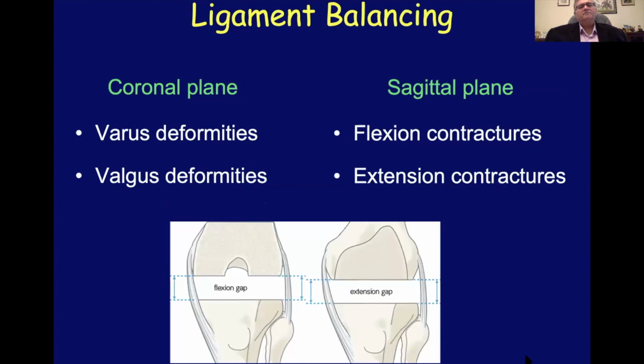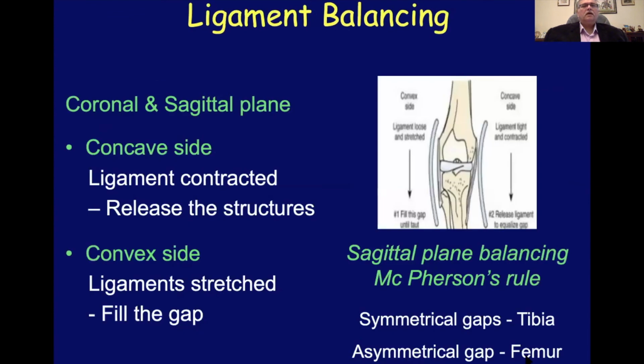So when we look at ligament balancing in particular, we need to appreciate that this needs to be done in both the coronal plane and in the sagittal plane. In the coronal plane, it is the varus and the valgus deformities, and on the sagittal side, the flexion and extension contractures. A simplistic way of looking at ligament balancing is to look at the concave side, where the ligament is contracted and the structures need to be released, or the convex side, where the ligaments are essentially stretched and the gap needs to be filled.